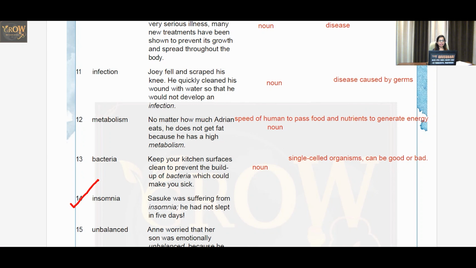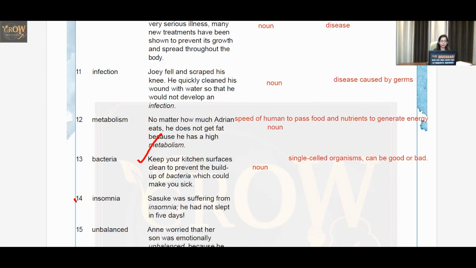All right, so let's understand the example sentence of this. They are saying that keep your kitchen surfaces clean to prevent the buildup of bacteria which could make you sick. That means we need to keep our kitchen surfaces very very clean ताकि ऐसे bacteria ना generate हो dirtiness से that can make us sick, right? I hope this is clear.